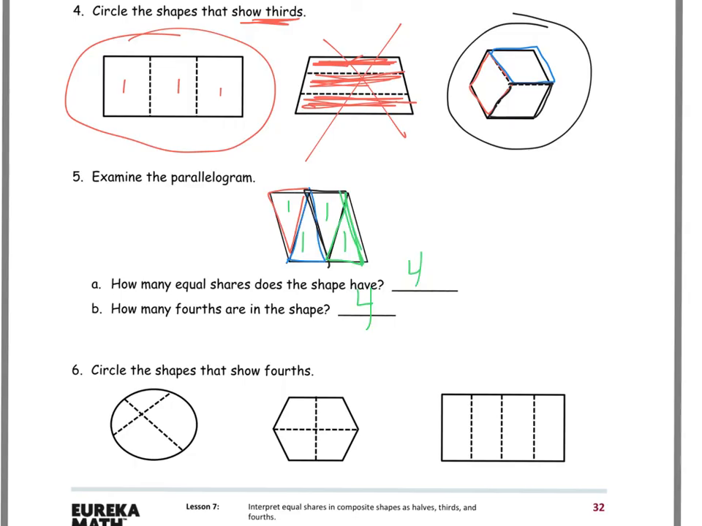So for the last part, you're going to circle the shapes that show fourths. And remember, when we talk about fourths, they all have to have an equal share of the shape.